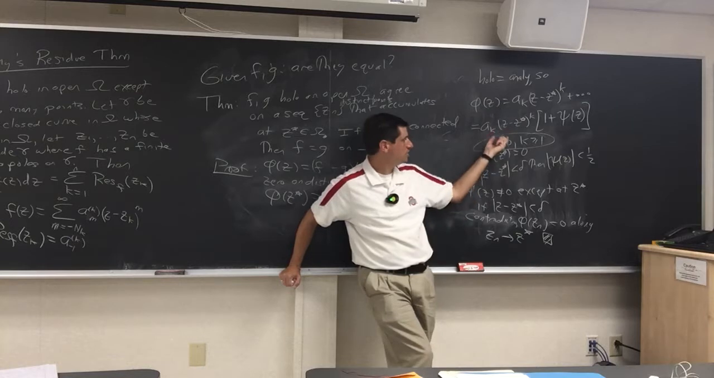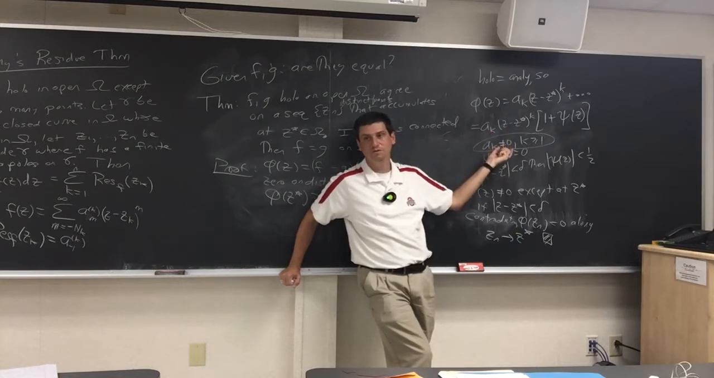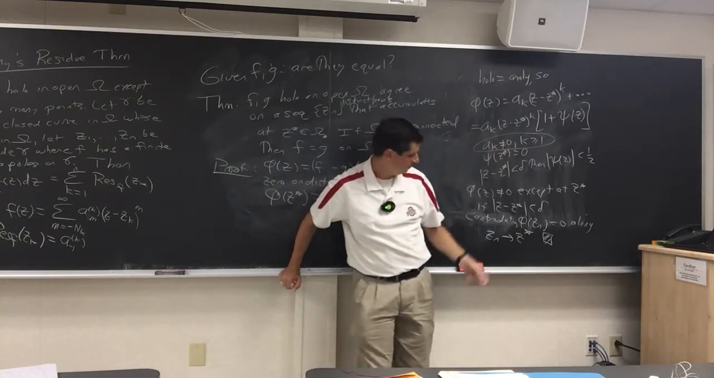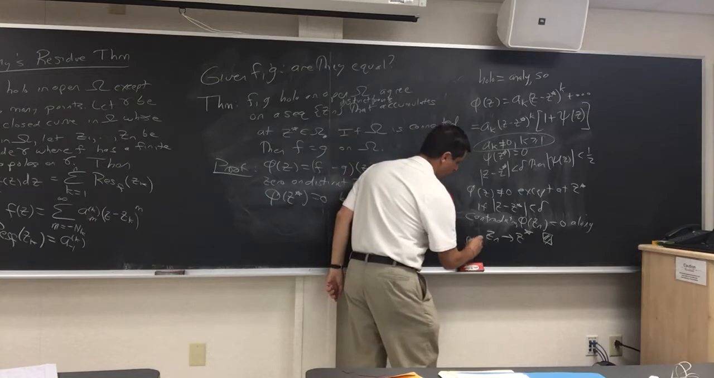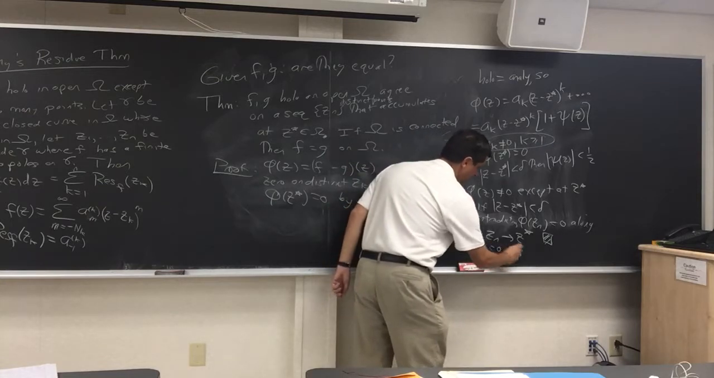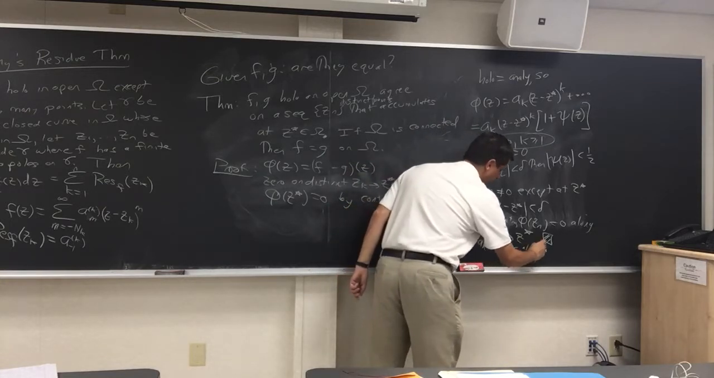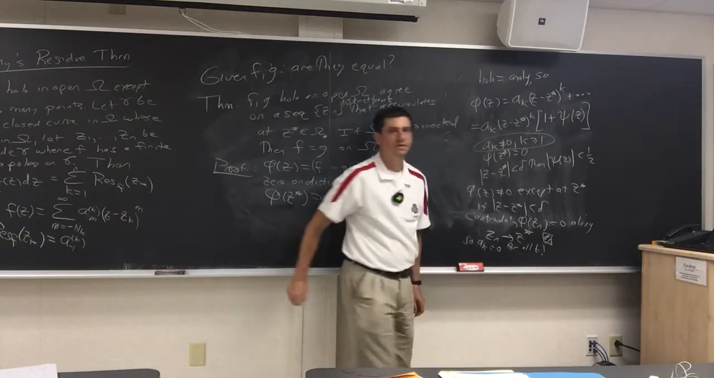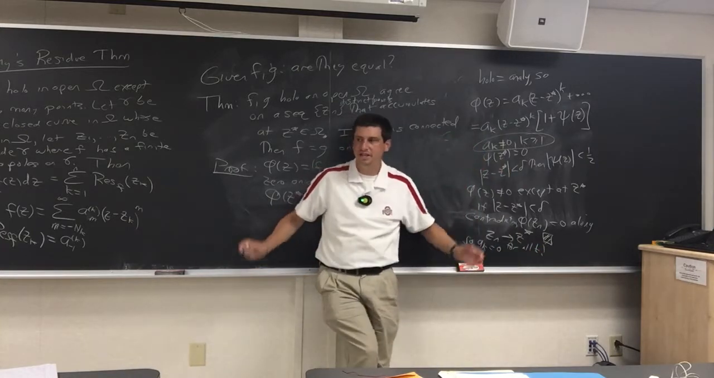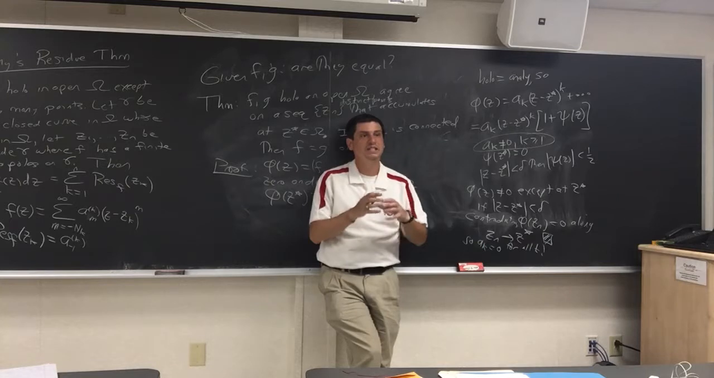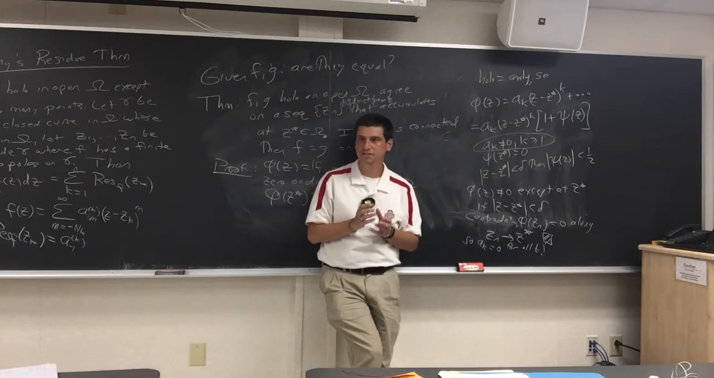There's only one thing that works now. So what must be true? The only thing that works is all the Taylor coefficients are 0. a_k equals 0 for all k. So what we've shown is that our function is identically 0 in some neighborhood of z star.